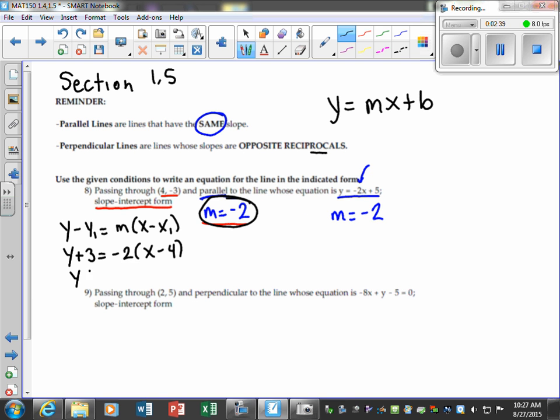Then I'm going to try to squeeze this in, but subtract 3 from both sides. So we get y is equal to -2x plus 5.